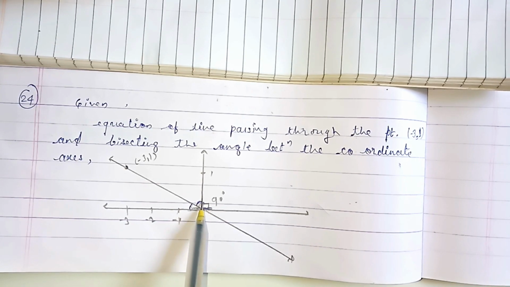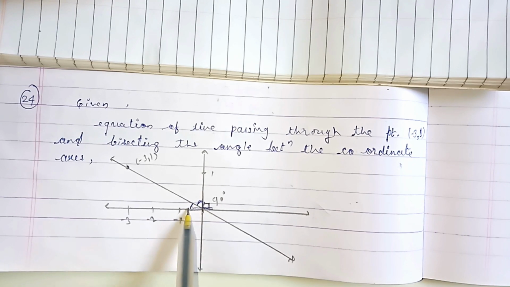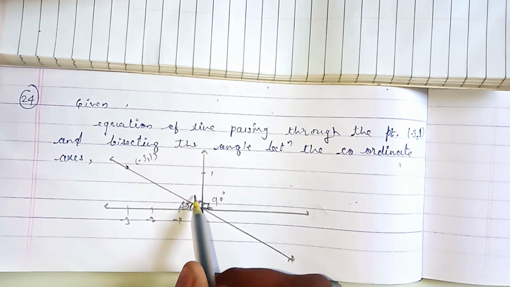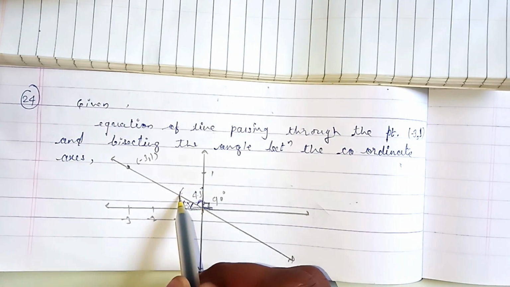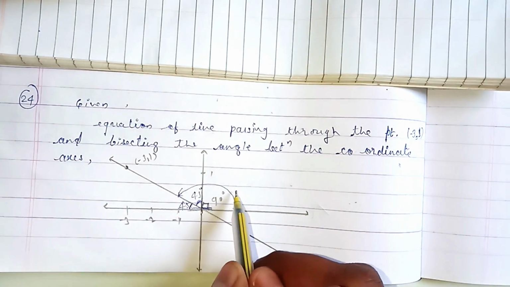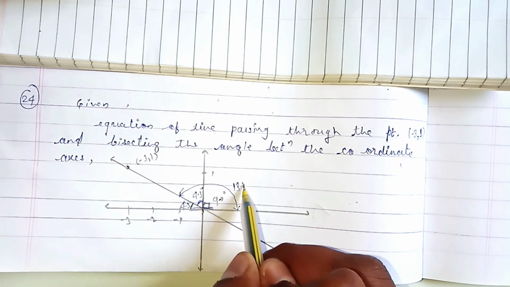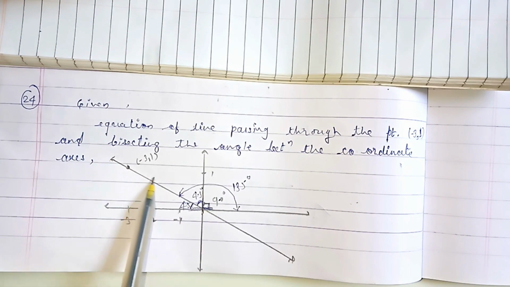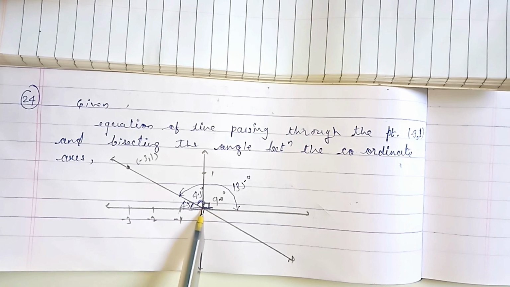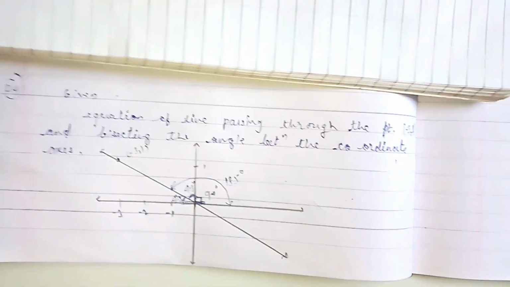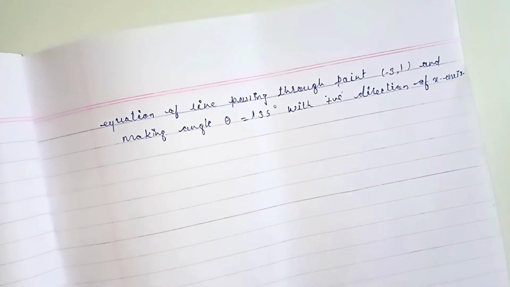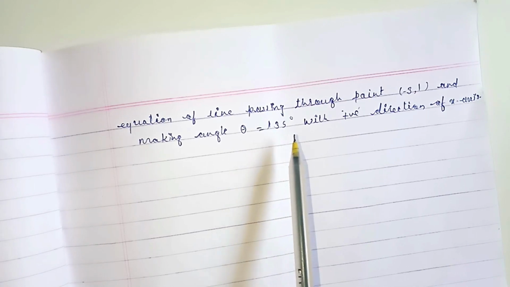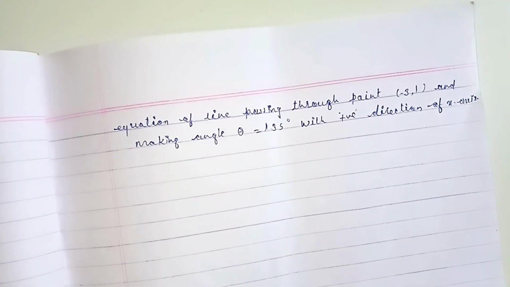So I got the angle here, first angle 90 degrees, and if we bisect the 90 degree angle, we get 45 here and 45 here. That means the total angle from here we get 90 plus 45, which is 135 degrees. This is given in our question, and we want the equation of that line which bisects at our origin. Now see how the solution looks. In our solution we have the equation of a line passing through (-3, 1) and making an angle of 135 degrees with the positive direction of the x-axis.